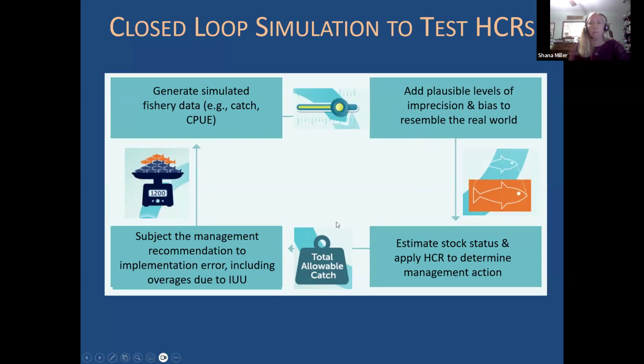is one management period. So for example, you might have a 3-year management cycle. And so this loop would be representative of a 3-year period in your model. And you would continue to go around this loop for many years into the future, for example, 30 years into the future, to estimate the long-term performance of your harvest strategy. And you then want to compare that long-term performance to your management objectives that you set at the beginning of the process.